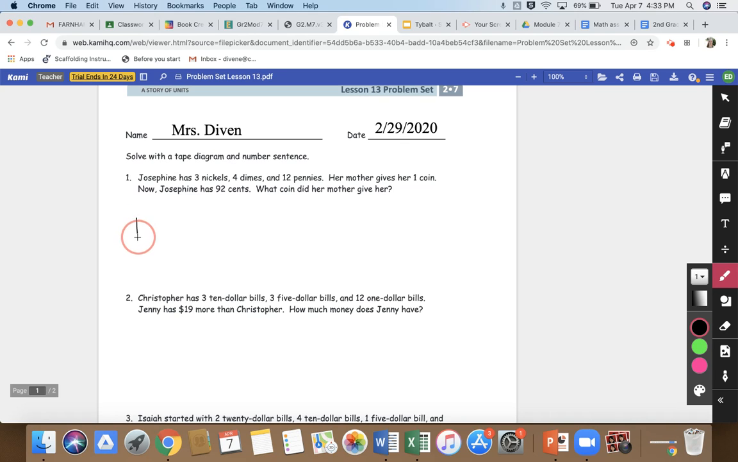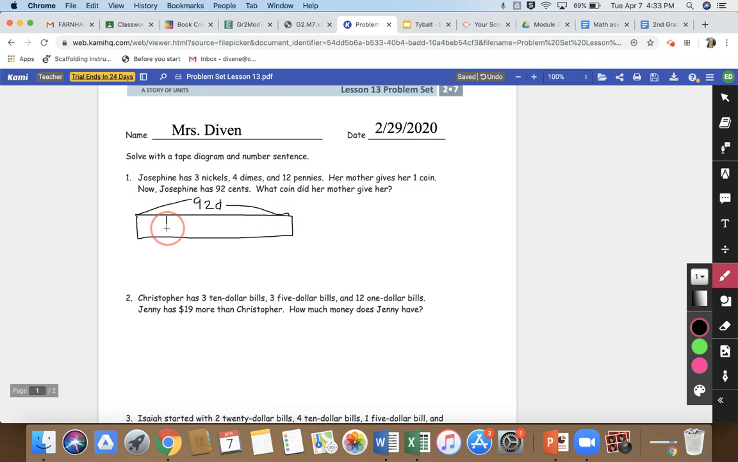So we are going to start by drawing out our tape diagram to represent the amount of money that Josephine has. So we know that it says she's got 92 cents total. So this is her 92 cents, and this is after her mother has given her a coin. So let's go ahead and plug these amounts in.